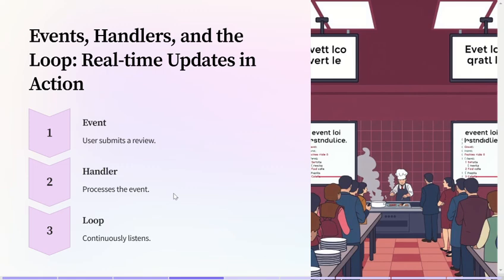If we compare with an example, whenever a user submits a restaurant review, the event handler processes and stores the review. The event loop listens for new updates and displays them without refreshing the page.